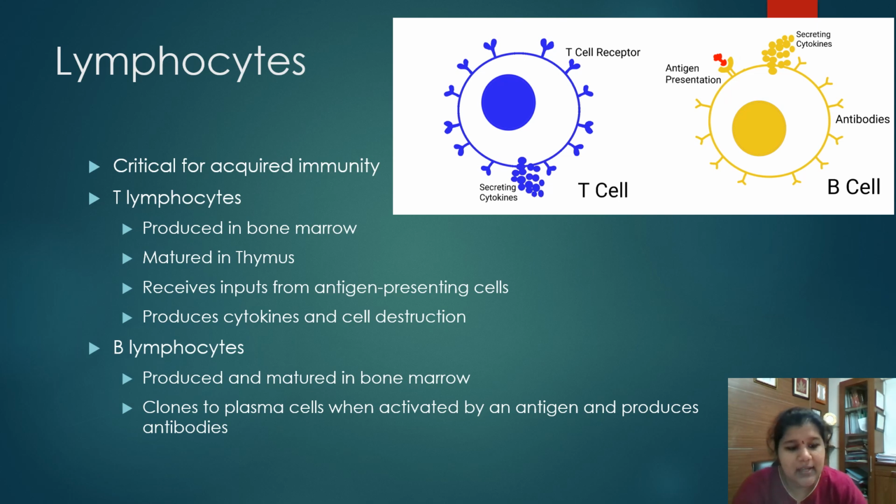B lymphocytes are those lymphocytes that are produced as well as matured in the bone marrow itself. They produce clones called plasma cells. That is, when an antigen is exposed to a B lymphocyte, it produces antibody against the specific antigen. The antigen-recognizing B cell is cloned to form a plasma cell. Now this plasma cell will produce antibody only against that specific antigen.